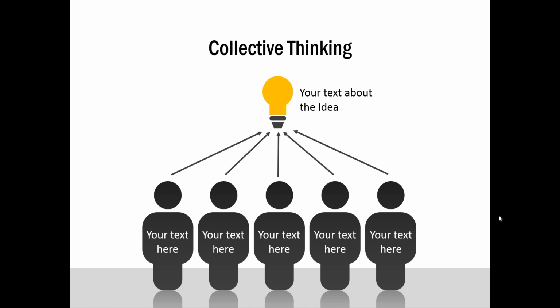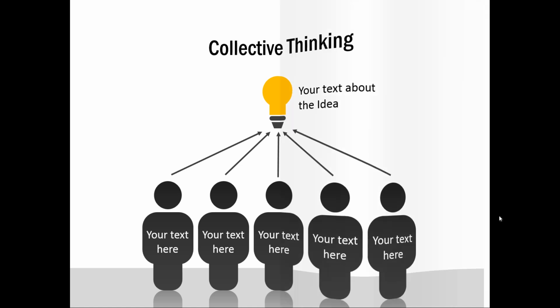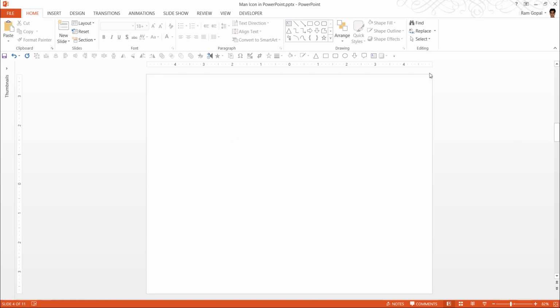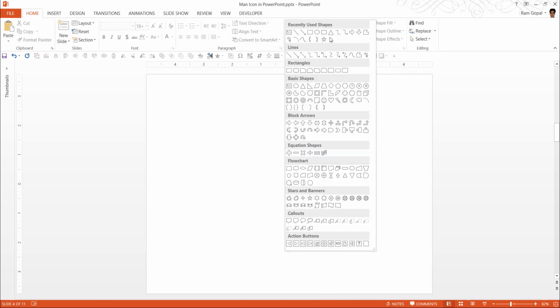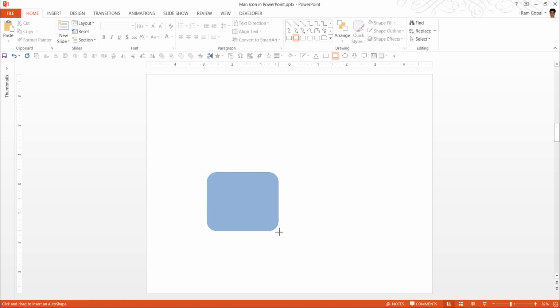Let us see how to create this icon from scratch by going to a new slide. And that also showcases how easy it is to create icons when you combine a few auto shapes. The first thing I'm going to do is to go to Rectangles tool in Auto Shapes menu, and I'm going to use this one called Rounded Rectangle. I click on it and draw a rounded rectangle.